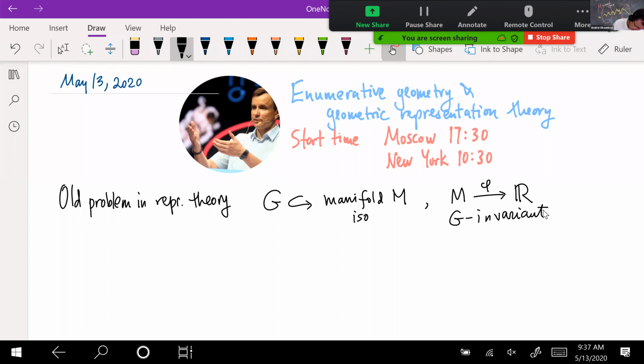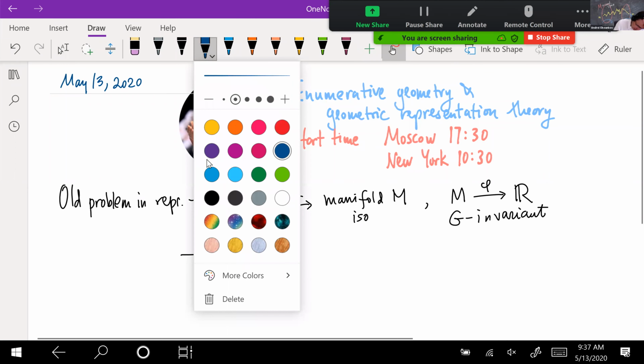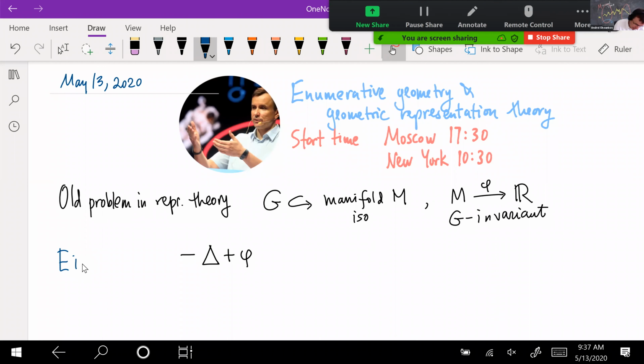Then I can look for the spectrum of the Laplace operator. If I take the operator minus the Laplacian plus phi, the evolution operator in quantum mechanics, I can ask for the eigenvalues of this. I'd like to understand the eigenspaces of this operator as G-modules. These are finite dimensional, since, under some reasonable conditions, it's an elliptic operator.